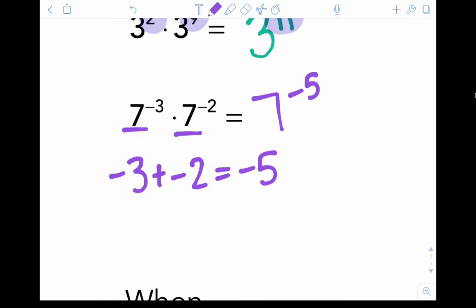Now, one really important piece of information for you is that you cannot leave your answers with negative exponents. So 7 to the negative 5th, that's a negative exponent, and so I need to go another step to get rid of that negative. To do that, I need to take the inverse of the positive, so this becomes 1 over 7 to the 5th.